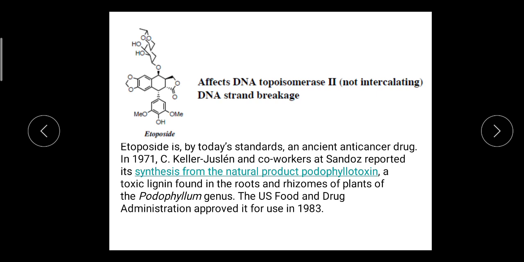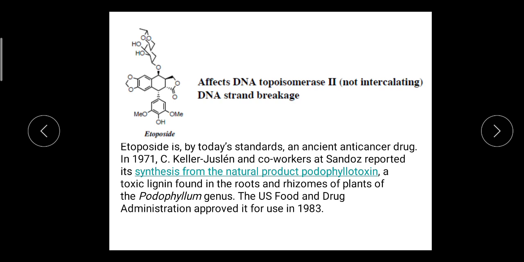In 1971, the scientist Keller Ghislaine and his co-workers at Sandoz reported its synthesis from the natural product podophyllotoxin. Because they synthesize it from a natural product, they are called semi-synthetic product. Podophyllotoxin is a toxin lignan found in the roots and rhizomes of the plant of Podophyllum genus. This drug was approved by the US FDA in 1983.